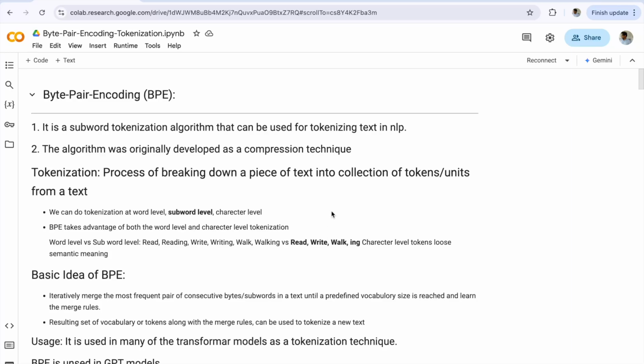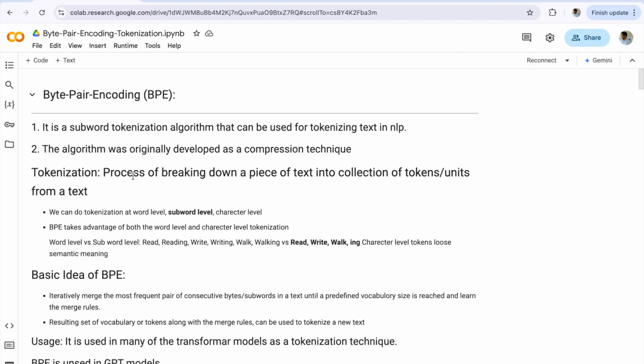Hello everyone, in this video let's discuss a tokenization technique called byte pair encoding. Byte pair encoding is a subword tokenization algorithm, and we use it for tokenizing text corpora in NLP models. Like if you want to feed text to transformer models, we can use byte pair encoding. This algorithm was originally developed as a compression technique, not as a tokenization technique, but it was later adopted as a useful tokenization technique.